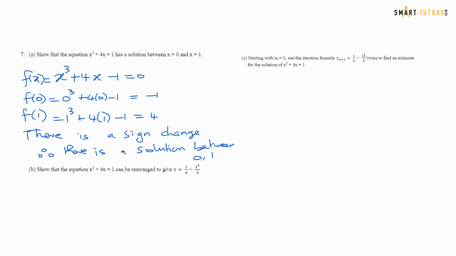Show that this one can be rearranged. So what you're going to do, so x cube plus 4x equal 1. Take away x cube from both sides, so 4x equal 1 minus x cube. x equal 1 upon 4 minus 1 upon 4 x cube. So that is the answer for question B. Question C, starting with x0 equals 0. The iterative formula is given: xn plus 1 equal 1 upon 4 minus xn cube over 4.